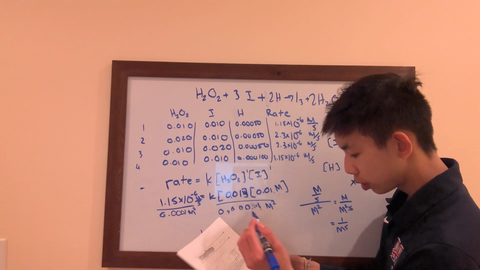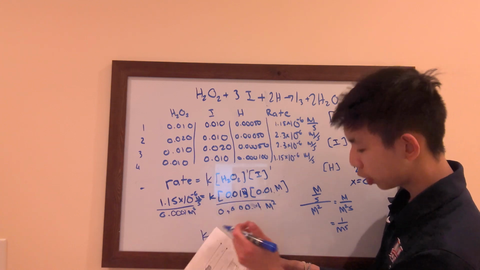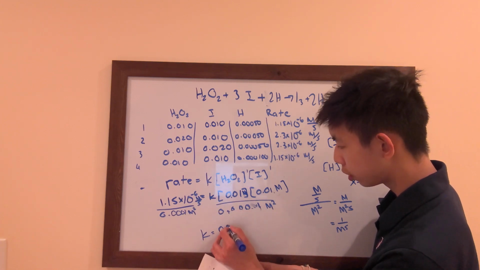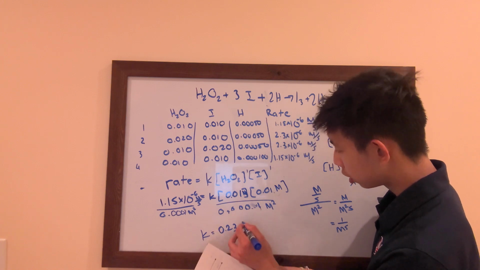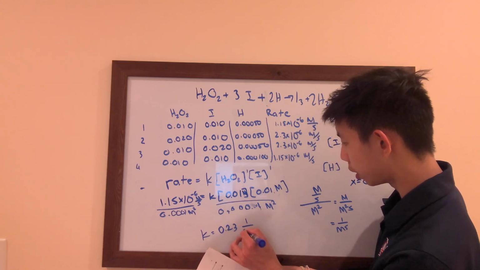So dividing this by that, you'll get 0.23 times 1 over M s. Cool.